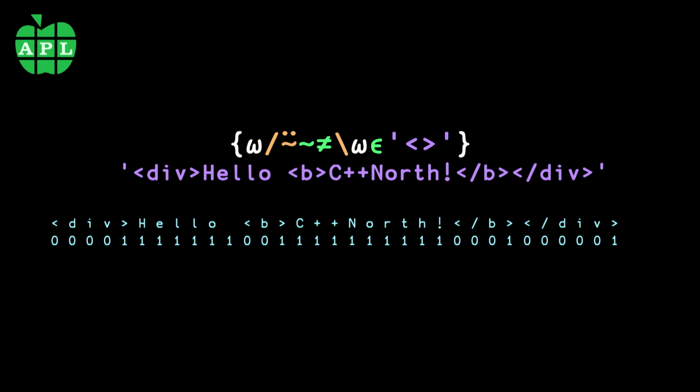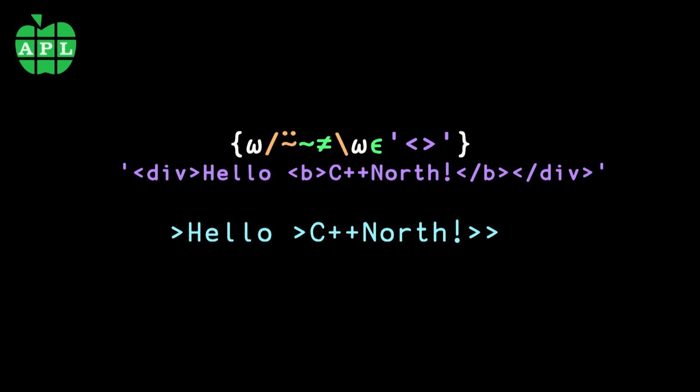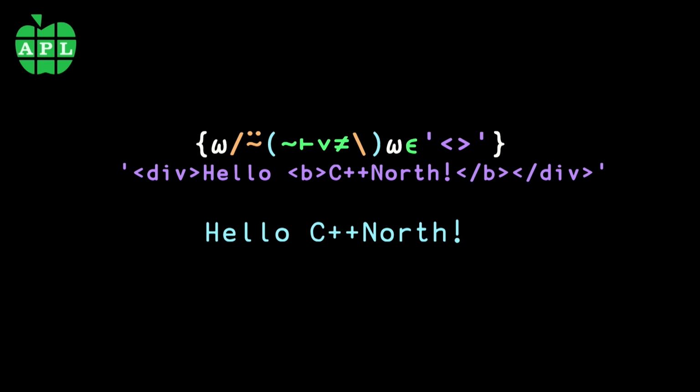Uh-oh. Okay, well, we've messed up here because when we are using that one to create that mask, we're actually including the last thing that we split on. So we need to slightly modify this, and we're gonna do that very quickly. I'm basically adding a logical OR, and I'm increasing the mask so that it just includes that last one. And when we do that, we end up with hello C++North.